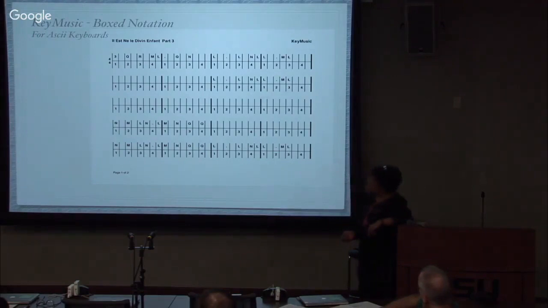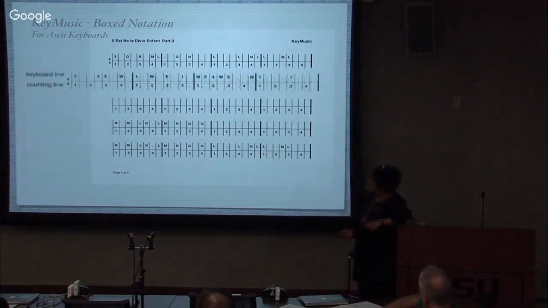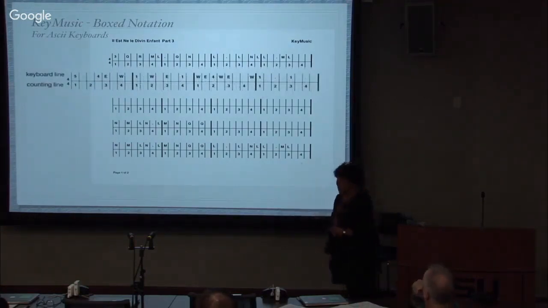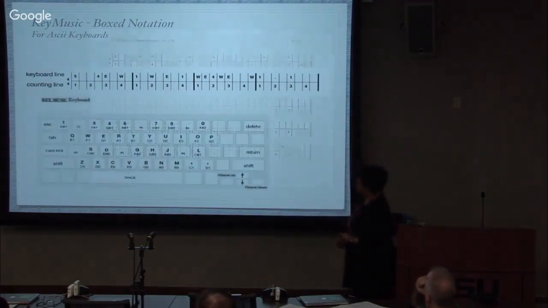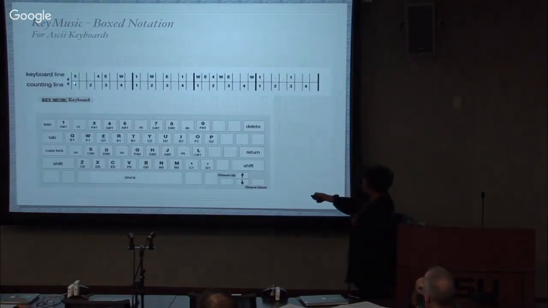So this shows you that I was able to plug in the chart that I had already made for the Wiimotes and use it for the ASCII keyboard instead. And as you can see, this is what happened even with the Wiimotes. We have a line of the buttons that we're going to press, and underneath is the counting line. So essentially, if you can count to four, and you know your alphabet on the keyboard, you can play this piece of music right here.